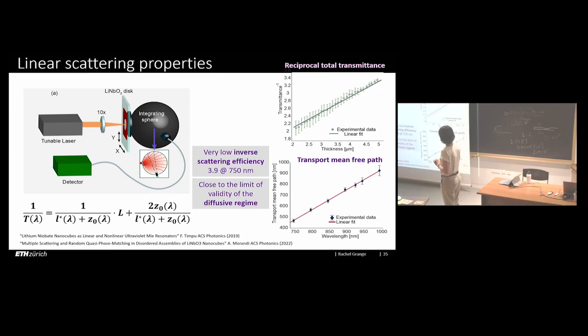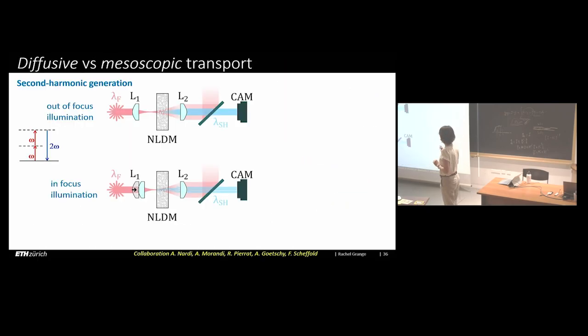So what can we do further with that kind of system is try to study the diffusive versus the mesoscopic transport. And this is work that has been done in collaboration with Romain Pierrat and Arthur Goetschy, and also Frank Scheffold. So we've been doing the measurement, and they have not only tried, they have succeeded in modeling our system. So here is what is happening.